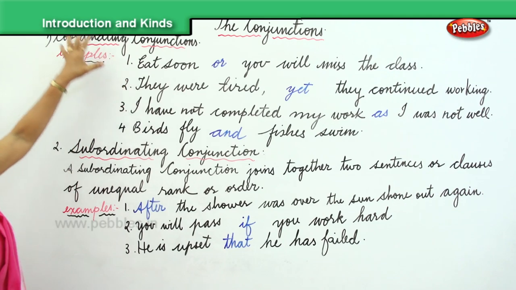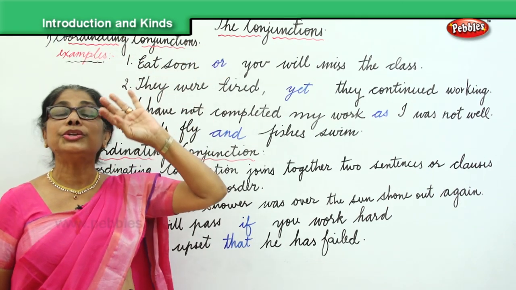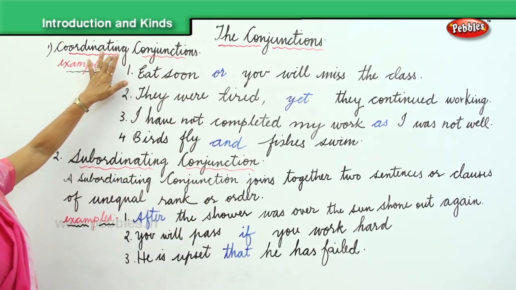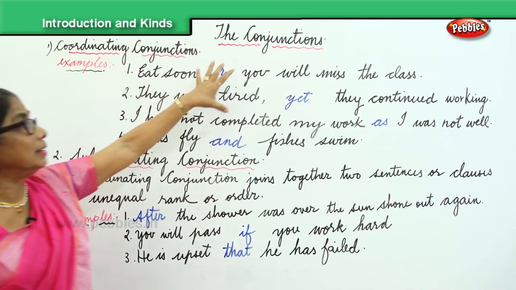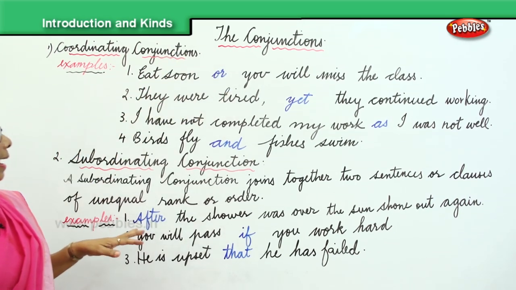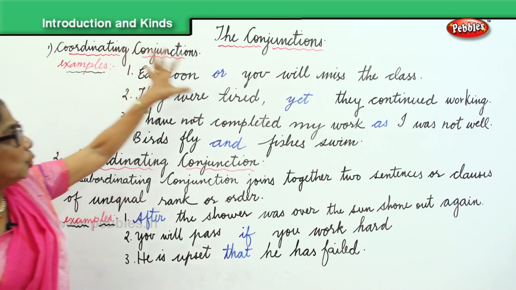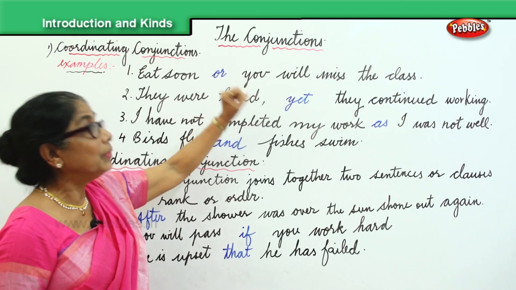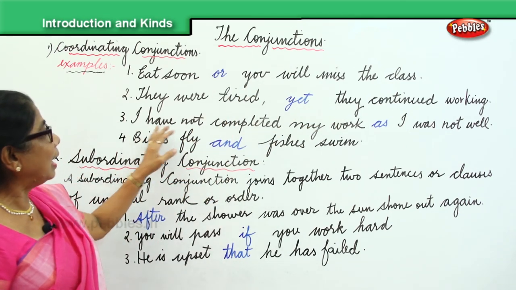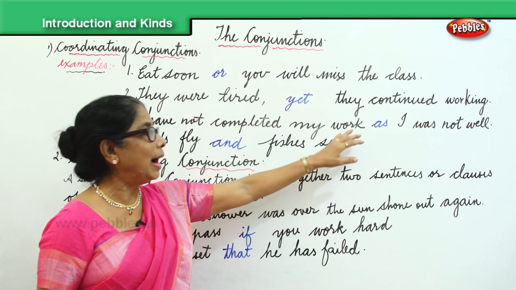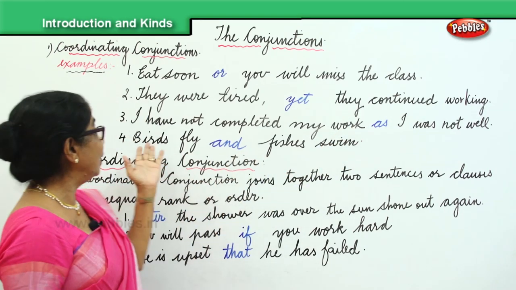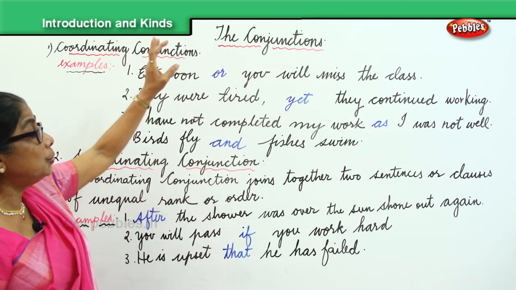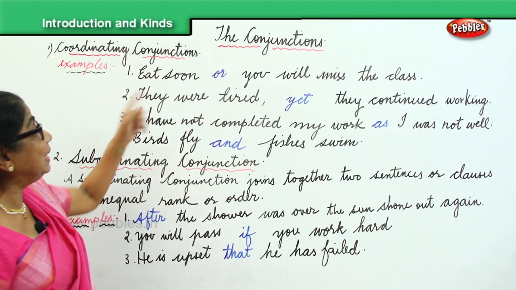Now, conjunction has two different kinds. The first kind is the coordinating conjunction, where you join two sentences together of equal rank or order. Eat soon or you will miss the class. They were tired, yet they continued working. I have not completed my work as I was not well. Birds fly and fishes swim. So, joining together two sentences or clauses of equal order.